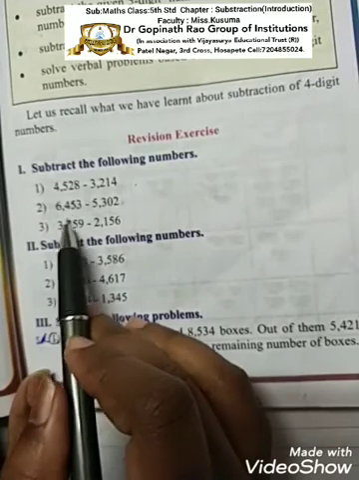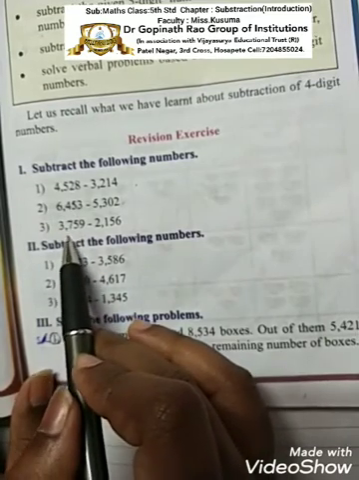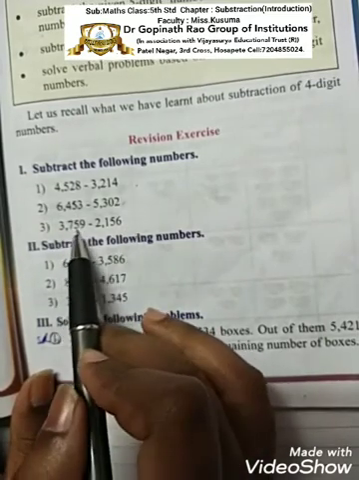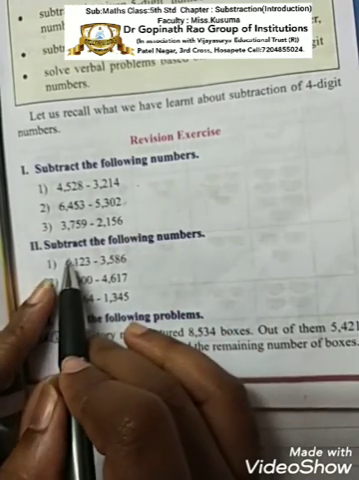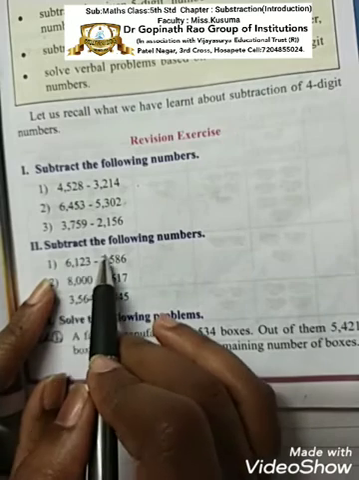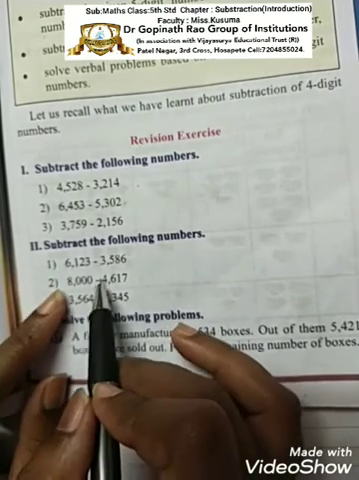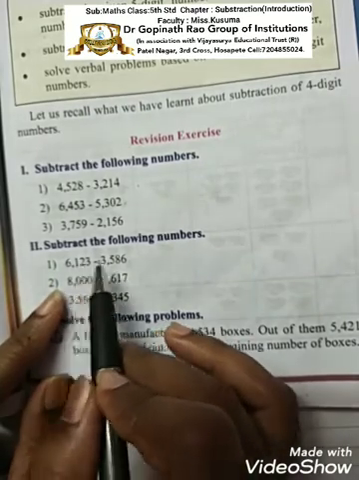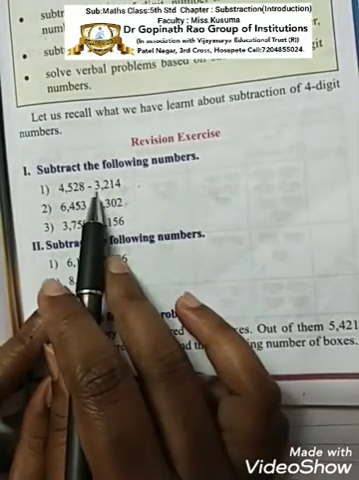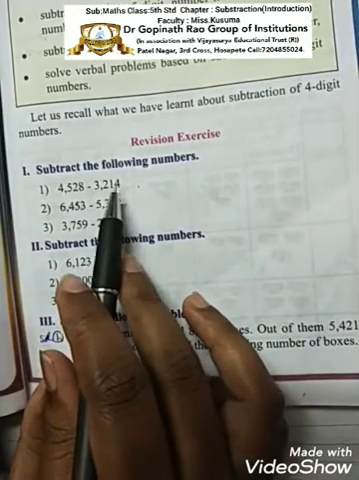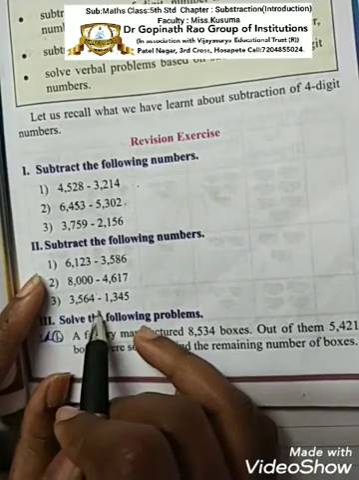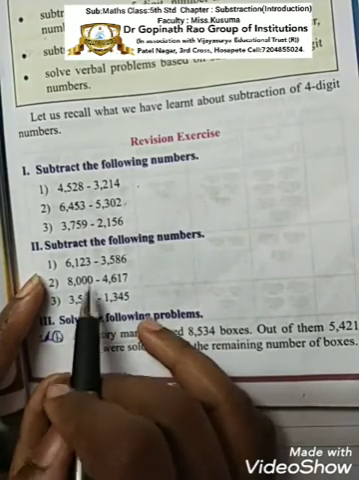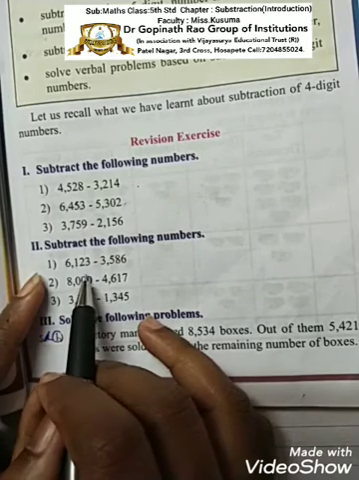So in this first Roman number, there is one more question left out. That is homework for you, children. You try to solve it by yourself. Now let us go through the second Roman number. Here also they have asked to subtract the following numbers. Here we will subtract the numbers by taking borrow. In the first we subtracted the numbers without taking any borrow. But here we'll see how to subtract the two given numbers by taking borrow. Okay.